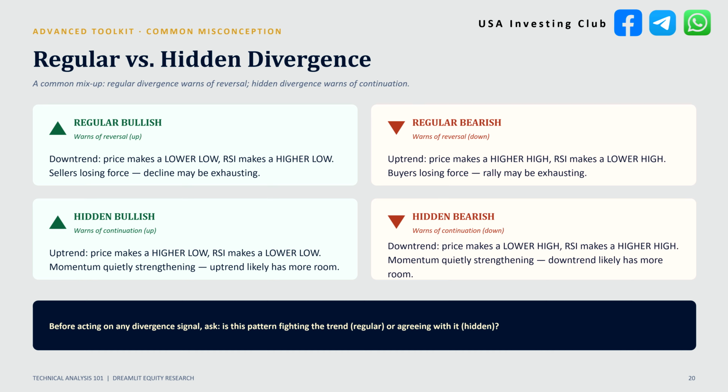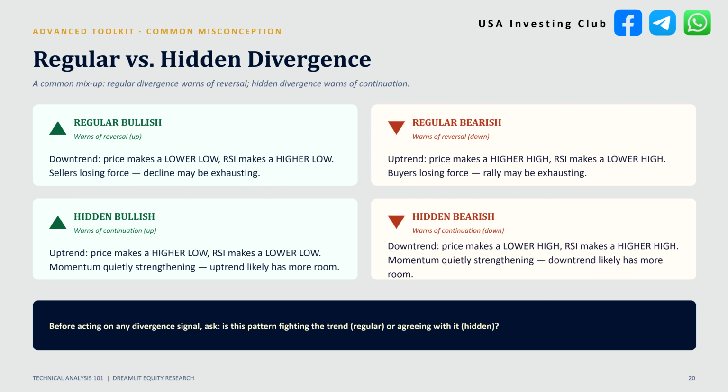Regular bearish divergence appears in an uptrend. Price makes a higher high, but RSI makes a lower high. Buyers are losing force, and the rally may be exhausting itself. This warns of a reversal downward. Hidden bullish divergence appears inside an uptrend. Price makes a higher low, but RSI makes a lower low. That's momentum quietly strengthening beneath a pullback, and it warns that the uptrend likely has more room to run. A continuation signal, not a reversal warning.